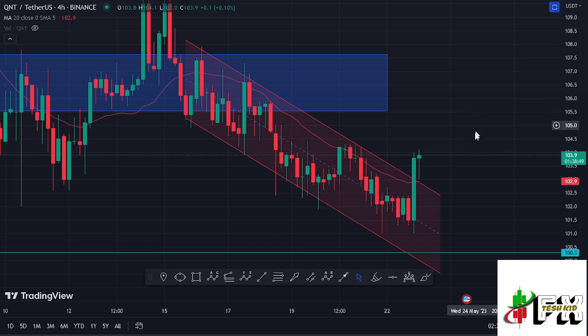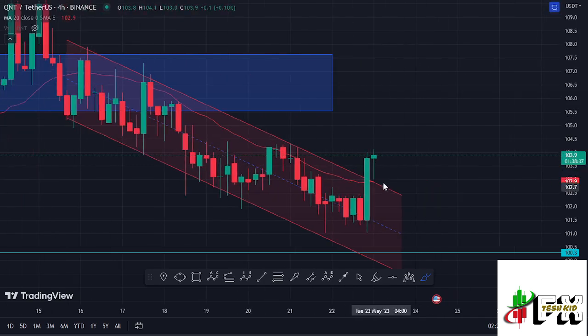At the time of this recording, Quant is holding above the 20-day MA here on the 4-hour chart, which is now acting as support for us to continue gearing up. We have also continued to trade within my descending channel, where you can see that at the time of this recording we have seen a massive breakout out of the channel to the upper side, and there are high chances that we are going to continue gearing up.